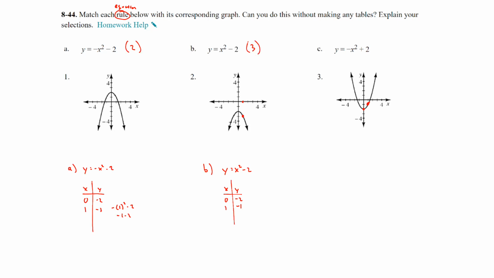And then we could just guess that we got the first two right, hopefully, and then say C is going to be graph 1. But let's verify at least a little bit before we just assume that. So this is the one where the vertex is at a different place. So if we just plug in 0, 0 squared is 0, negative 0 is 0, plus 2 would be 2, and that does appear on graph 1 at 0, 2. So looks like C is graph 1.